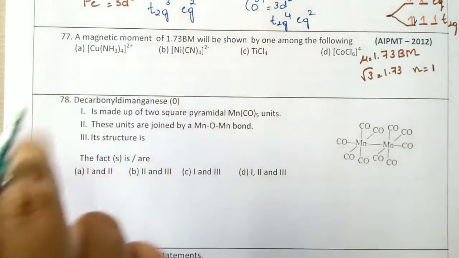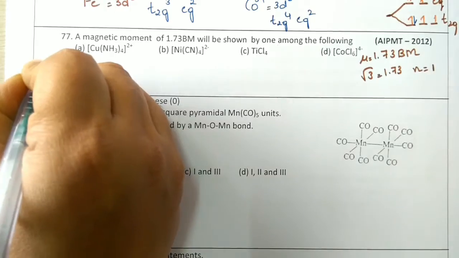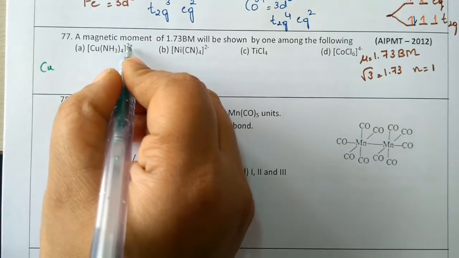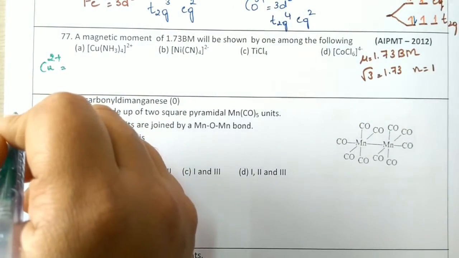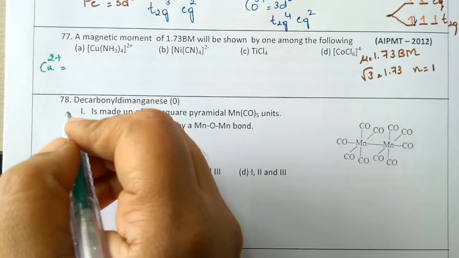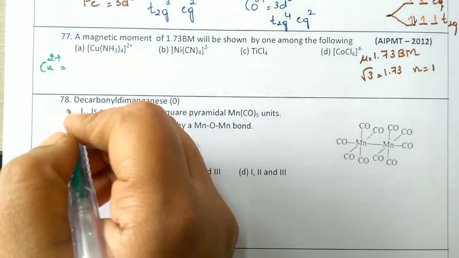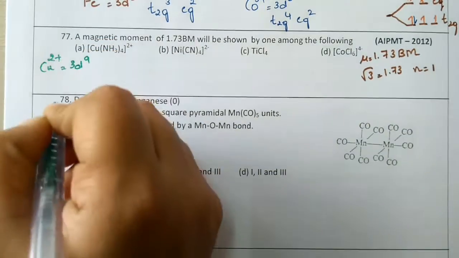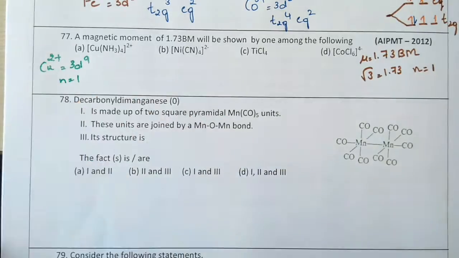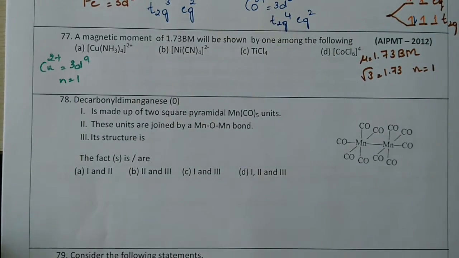Copper will take first one. So copper is in which state? It is in +2 state. Copper is in +2 state. The electronic configuration is 3d10 4s1. So if you remove 2 electrons there, then it becomes 3d9. So the unpaired electron is 1 over here. I hope it is clear.